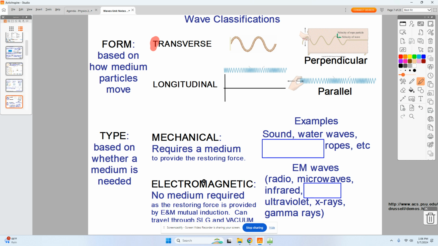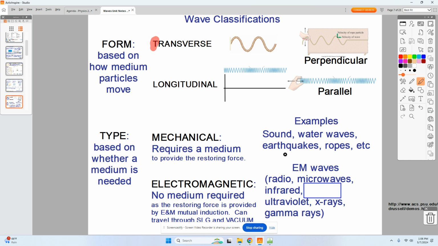Electromagnetic waves have their own restoring forces. The electric portion of a wave would generate its own magnetic portion, and so the magnetic portion sort of oscillates perpendicularly to the electric portion, and they create sort of an electromagnetic wave. And so electromagnetic waves do not require a medium. Sound is certainly a mechanical wave. It needs a medium to travel through. Water, earthquake, ropes, this slinky, these are all mechanical. A medium is required to propagate that disturbance.